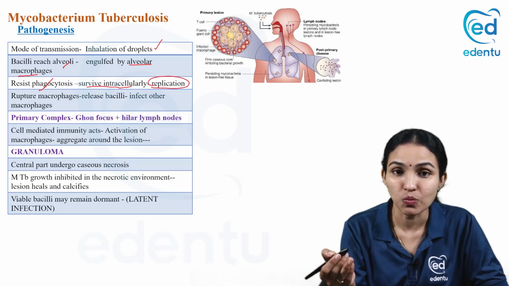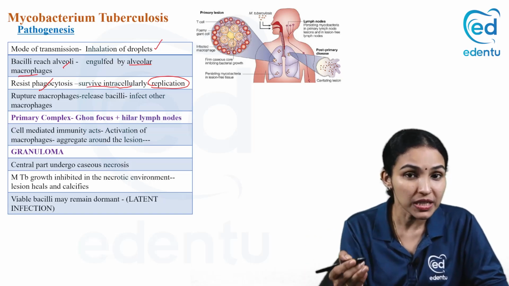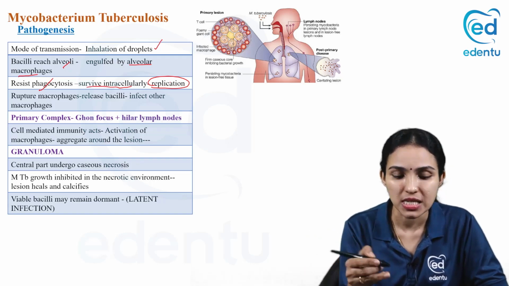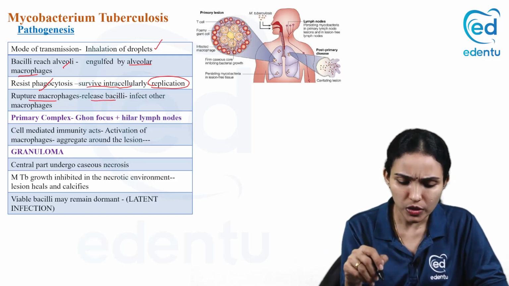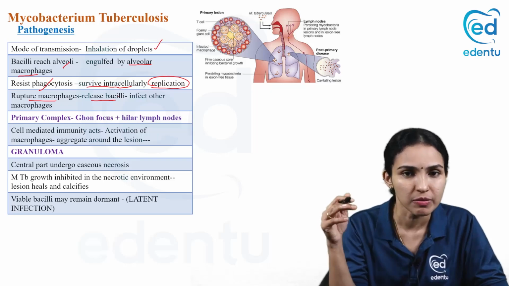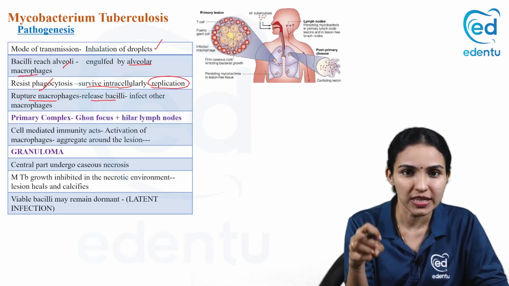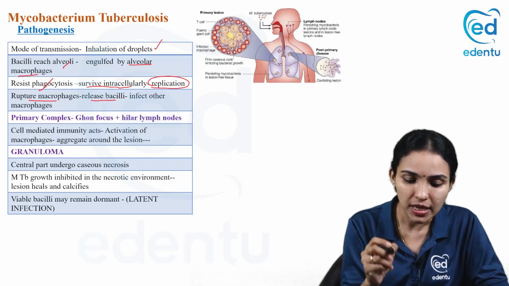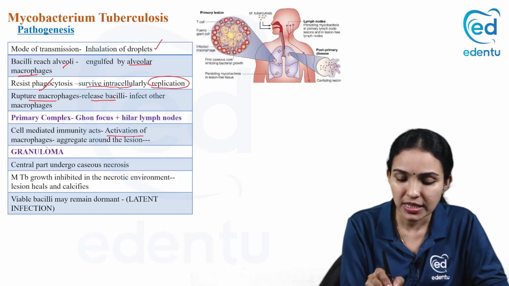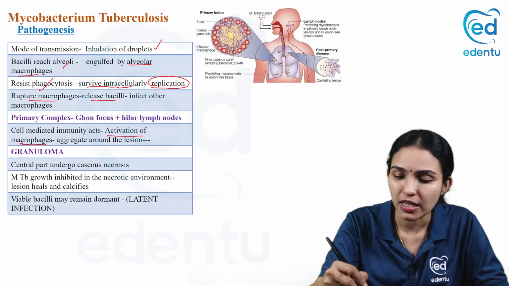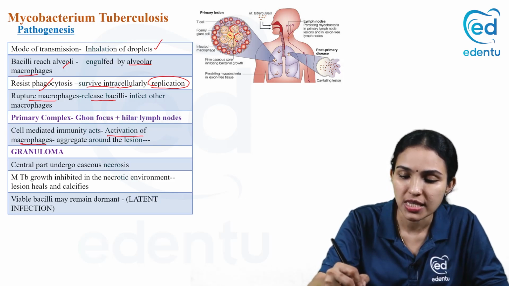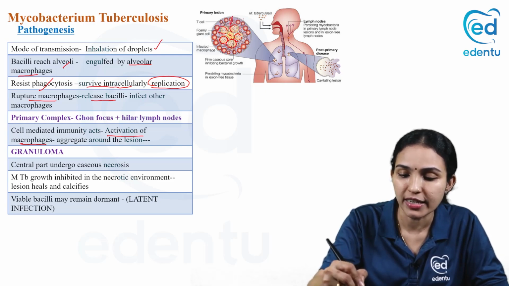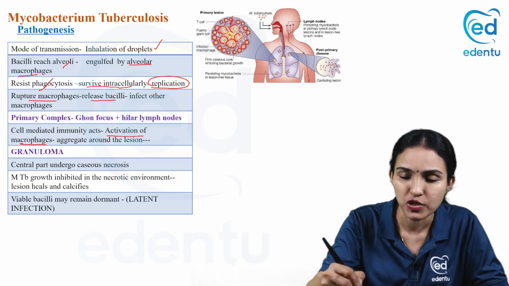The helper T cells will activate all the cells. But by the time it multiplies and the number increases, it can rupture the macrophage and come out and infect more macrophages. At this time, the cell-mediated immune response will come into action, and the T cells will get activated, and macrophages will get activated. The activated macrophages will aggregate around the bacilli. See, if this is the bacilli present at the center, you can see the macrophages getting aggregated. They become large giant cells, and they also attract other cells like fibroblasts, lymphocytes, everything.